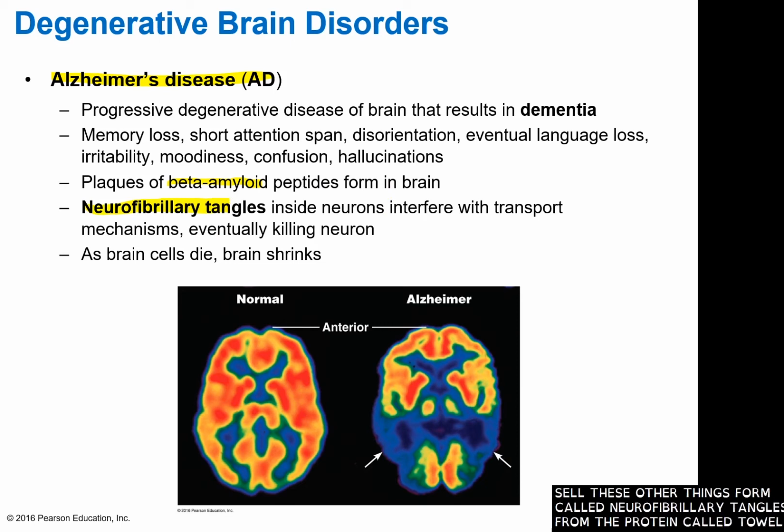So you're getting these stones that are forming inside the cell and outside the cell. And it's just a very severe disease that eventually kills the neuron. So we can see extreme brain shrinkage here as the brain cells die. So still a lot of debate on Alzheimer's disease as to what is actually the degenerative mechanism behind it.